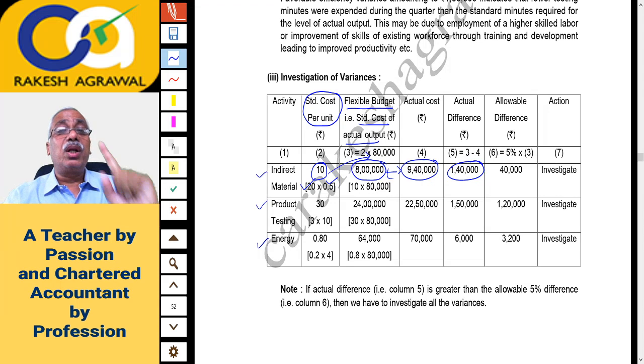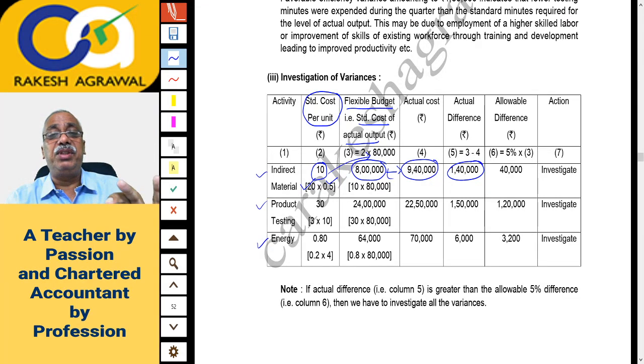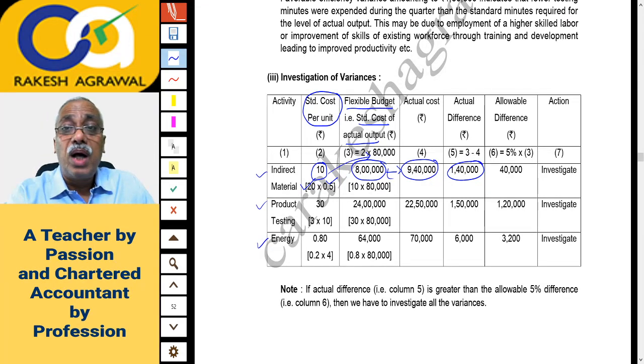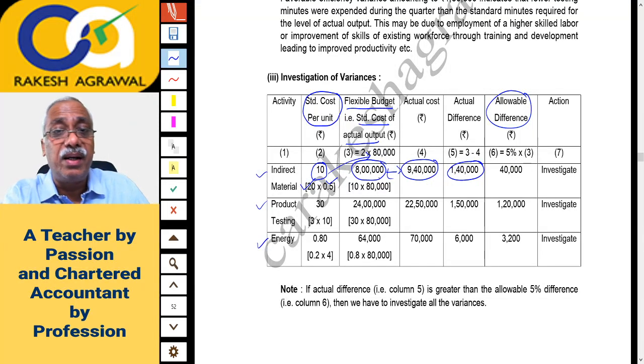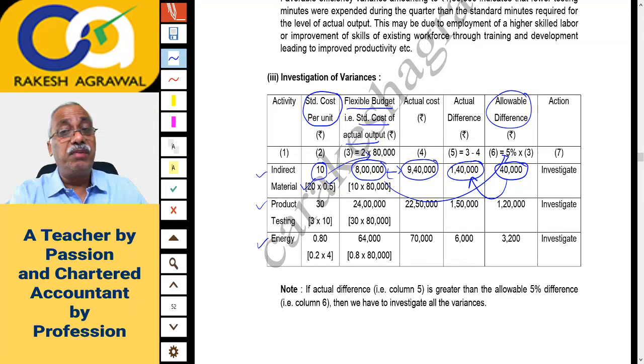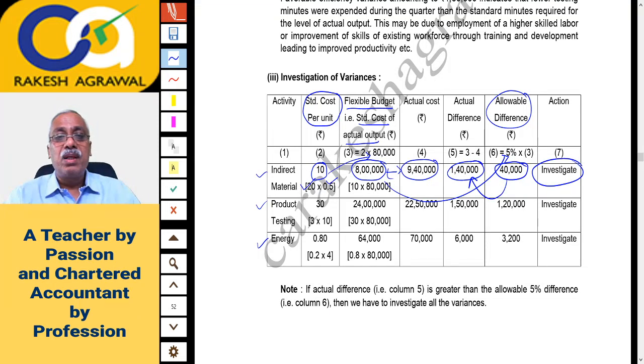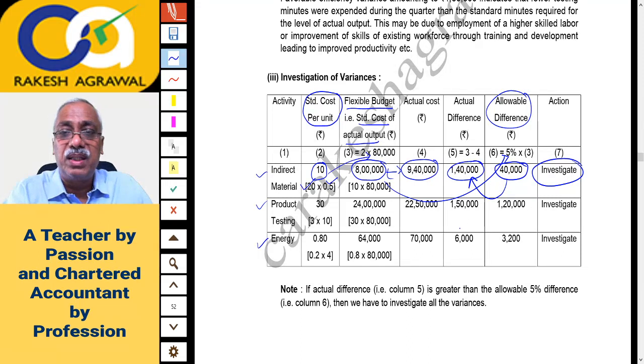This difference you can cross check from expenditure plus efficiency together. Now allowable difference is only 5%. 5% of what? 5% of standard. So 8 lakh into 5%. Allowable difference is 40,000, but the actual difference is 1,40,000. That is more. So if it is more than 5%, you should investigate. Are you getting it? Similarly, for all the 3 you can do. Actually, all 3 answers are coming investigate, because in all 3 your variation is more than 5%.